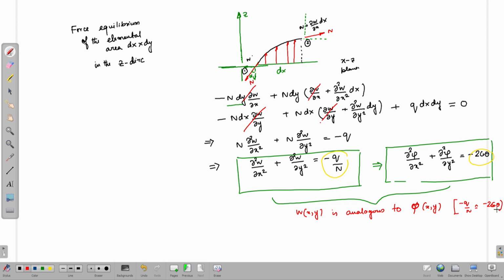Even if they are not similar, the exact values will not be the same, but the shape, that is the variation of W over x and y, will be similar to phi. Maybe the magnitudes will not match, but the shape or distribution will match exactly. Okay. So, this is a great technique because this is practically very useful.